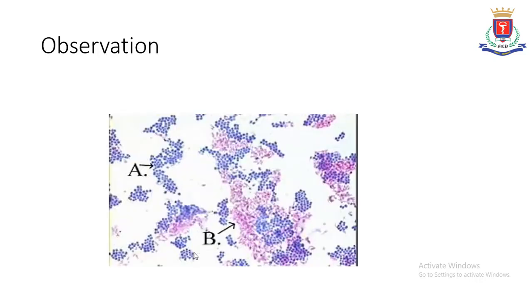So when you observe the slide under the microscope under the oil immersion lens, the blue dots appearing are the non-acid-fast bacteria, whereas the pink dots which appear are the acid-fast bacteria. So in this way, by using this acid-fast staining technique or Ziehl-Neelsen staining technique, you can easily differentiate between acid-fast and non-acid-fast bacteria.